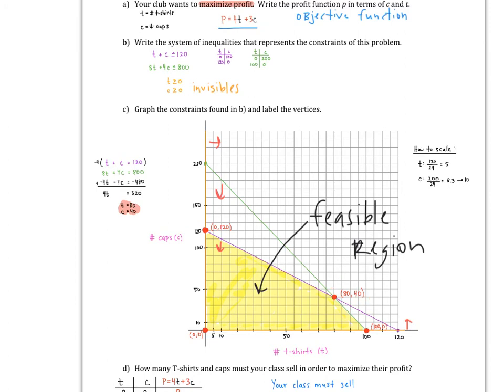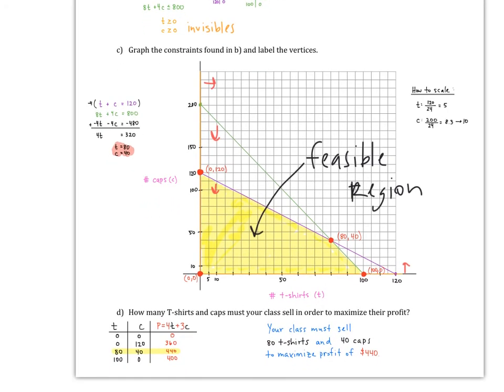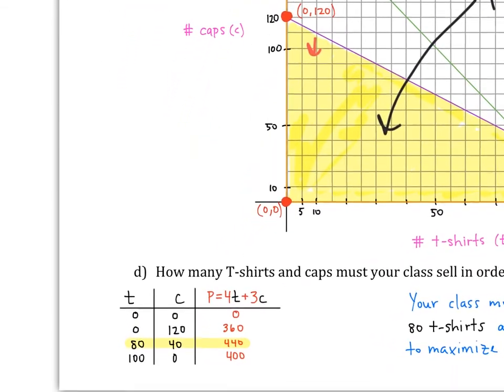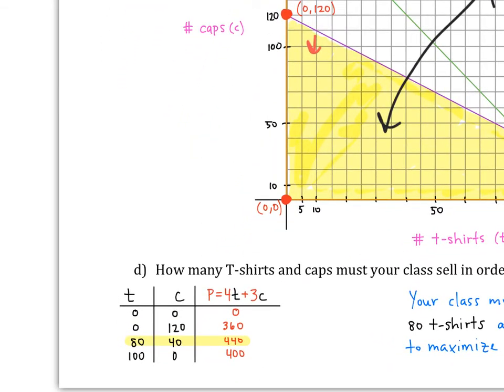But now, to figure out how many t-shirts and caps we need to sell in order to maximize our profit, we're going to create this table of values, and we're going to go back to that first part and use our profit function, or our objective function. And we're going to plug in the vertices, so these are our vertices, into our objective function, our P function. So our four corners, (0, 0), (0, 120), (80, 40), (100, 0). We plug that into our profit function, and we get these values here.